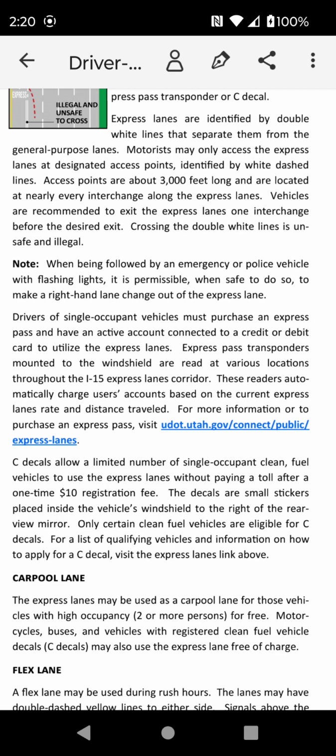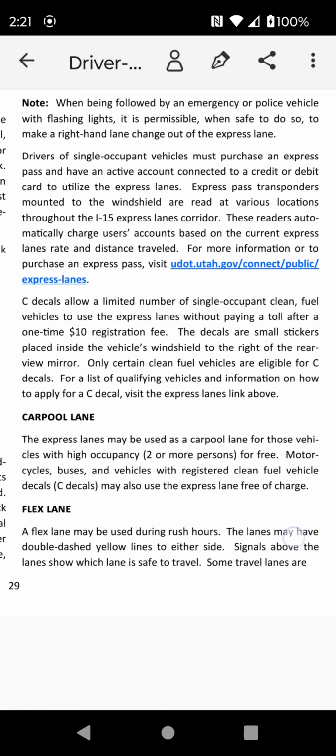C decals allow a limited number of single occupant clean fuel vehicles to use the express lanes without paying a toll after a one-time $10 registration fee. The decals are small stickers placed inside the vehicle's windshield to the right of the rear view mirror. Only certain clean fuel vehicles are eligible for C decals. For a list of qualifying vehicles and information on how to apply for a C decal, visit the express lanes link above. All right, that really long link I read to you.